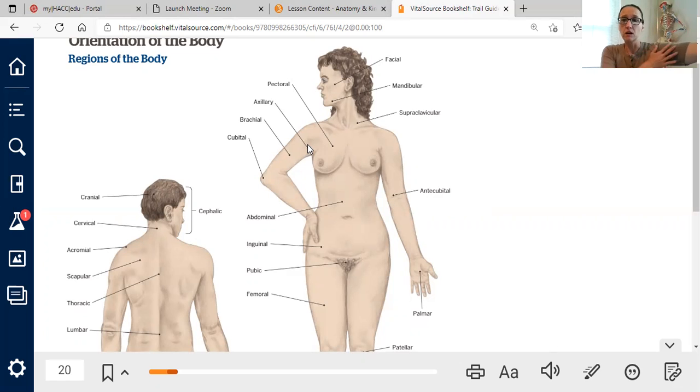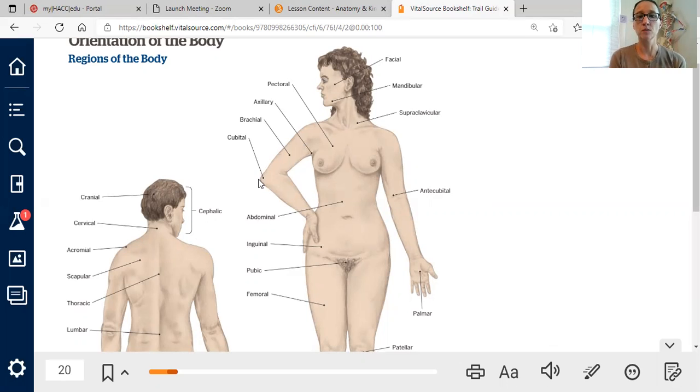The arm itself, the upper arm, is called the brachial region. And a lot of the other structures in that area are called brachial something. Like you have your brachial artery in here, you have your brachial veins, you have your brachial plexus, which is a nerve group. So they're all named for that upper arm area.